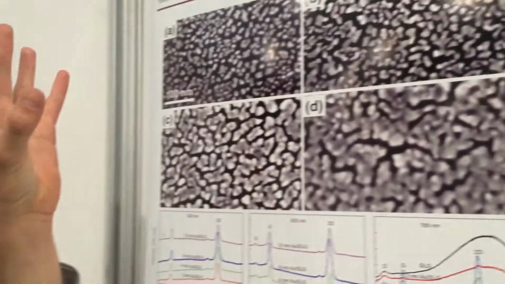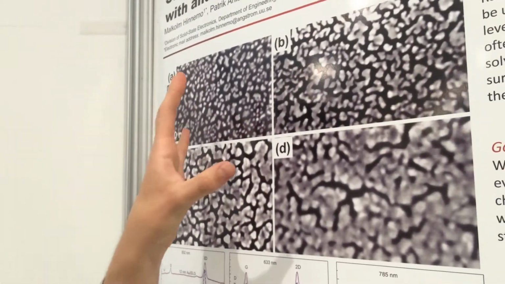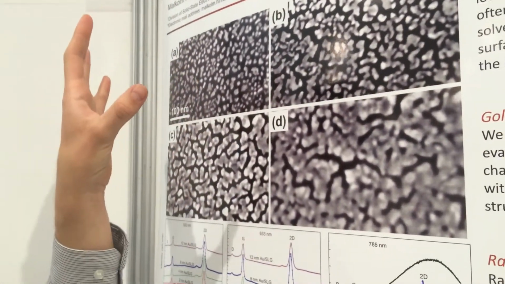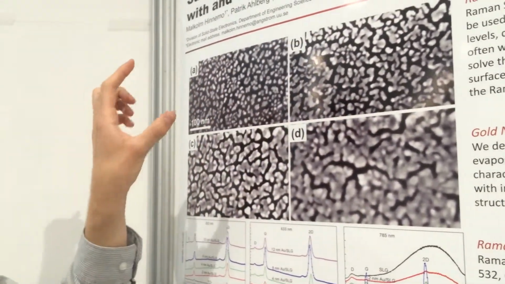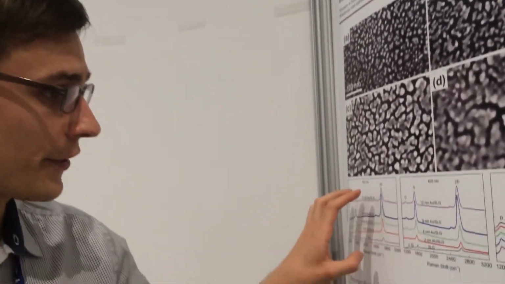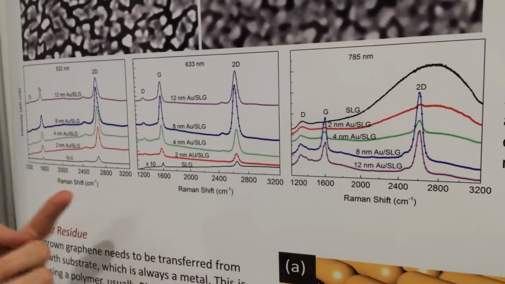So we start with CVD graphene, where we have added gold nanoparticles. We evaporate a gold film, and it will spontaneously form gold nanoparticles. And then we have characterized this for different nominal thicknesses of gold.